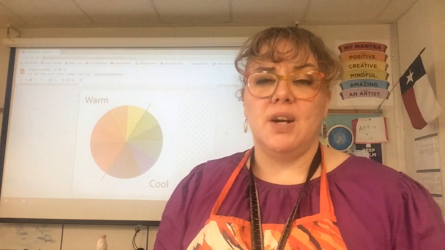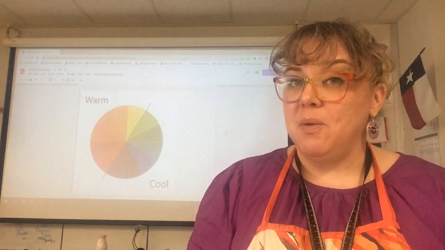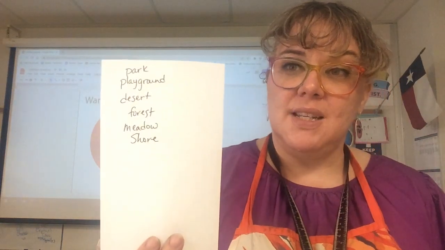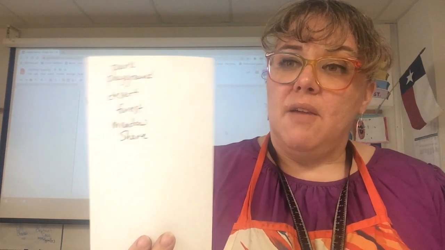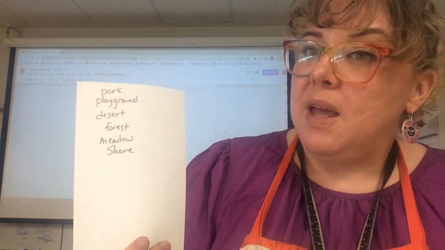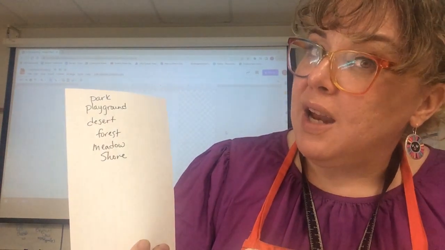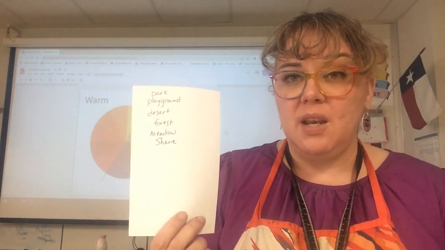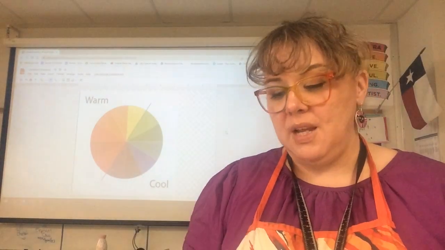Before we get started, I want you to think of some places that you might want to show in your picture. I have some ideas here. We could do a park, a forest, a desert, a playground, a meadow, a shoreline, any kind of place that you want. This is just some ideas. You can come up with a place of your own.